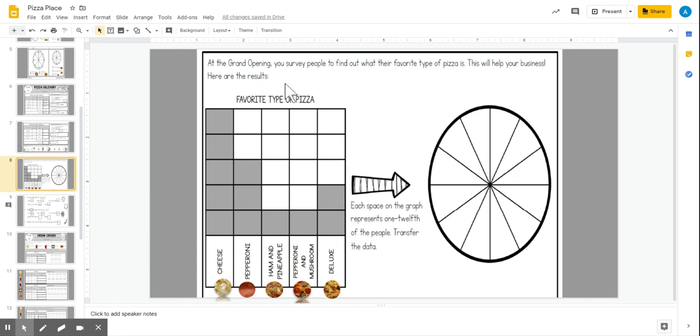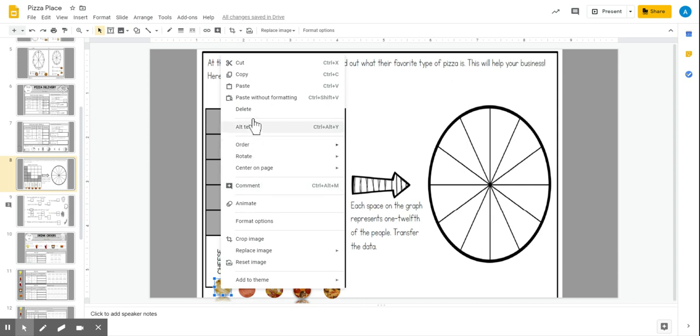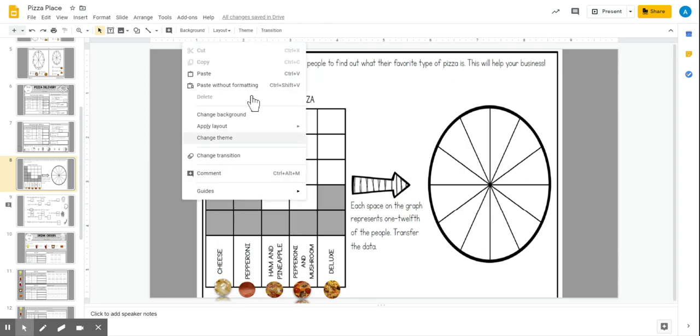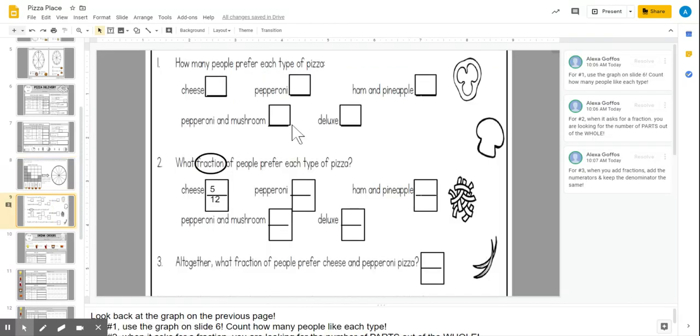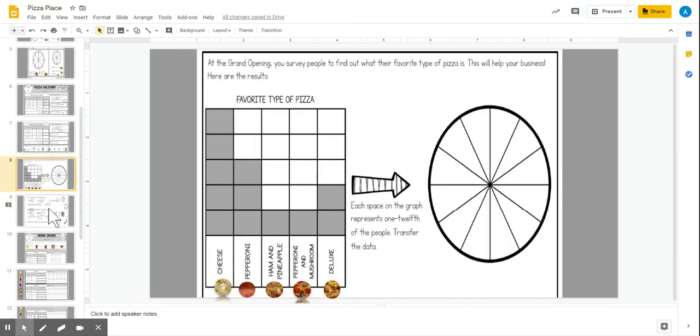It says, at the grand opening, we surveyed people to see their favorite type of pizza. Here are the results. So you're looking at this table and you're just filling in your pizza. So cheese, 1, 2, 3, 4, 5. So that means 5 slices of these are going to have cheese. Again, you're going to have to do your copy and paste. So you click it, right click, copy, click off of it, right click, paste. And you just click on it and drag it. And again, you're going to have your 5 slices. And so you're going to fill in this pizza.